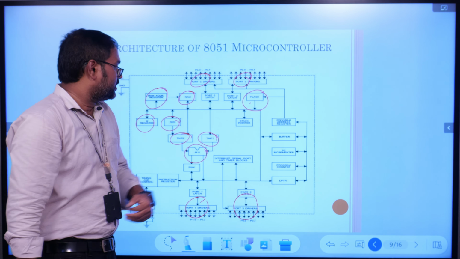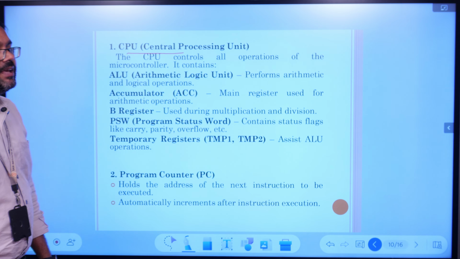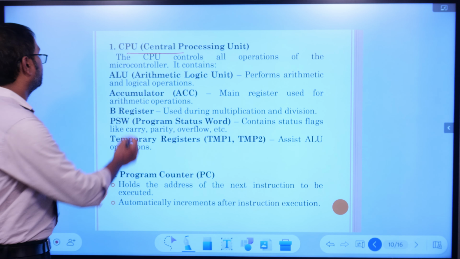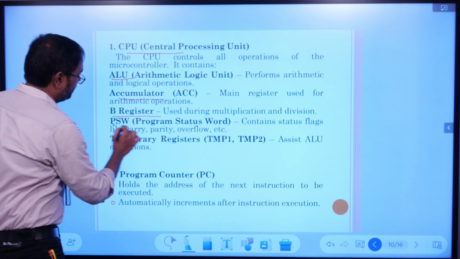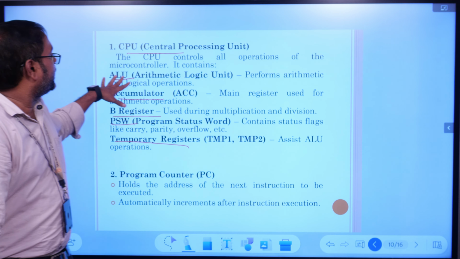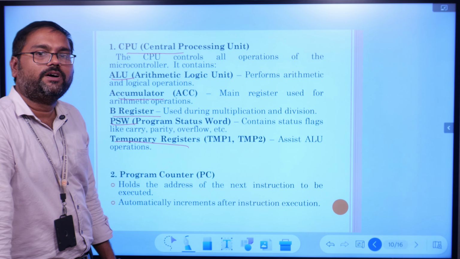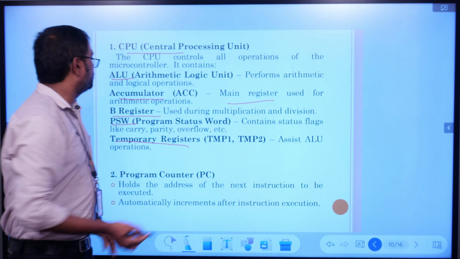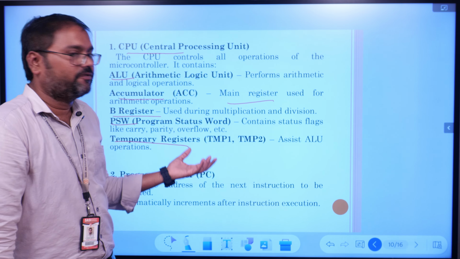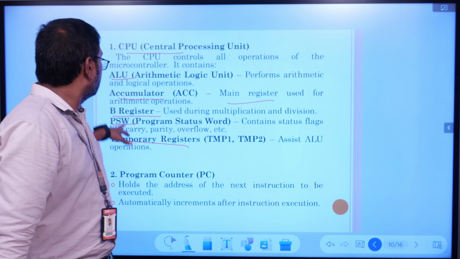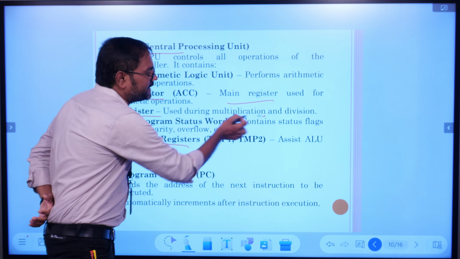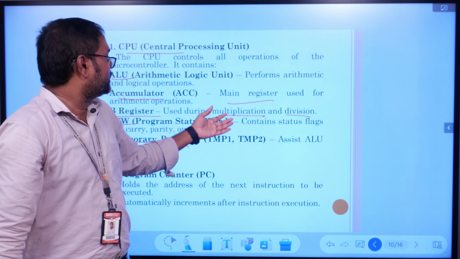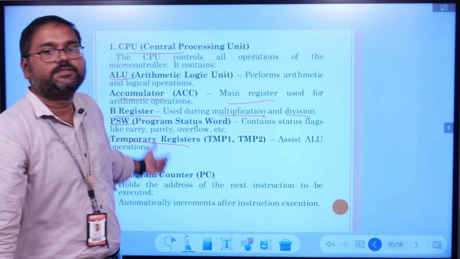Here the first one is the CPU, that is the central processing unit. This is the brain of the microcontroller, so it can process any information or instruction. The CPU contains the ALU, accumulator, register B, PSW, and temporary registers. The ALU means arithmetic logic unit, so it can perform any arithmetical or logical operations. This is the main theme. The accumulator is the main register used for arithmetical operations. If any arithmetical operation is performed, the result is stored in the accumulator by default. Register B is used only during multiplication and division operations. For multiplication or division, any remainder or quotient generated will be stored in register B.